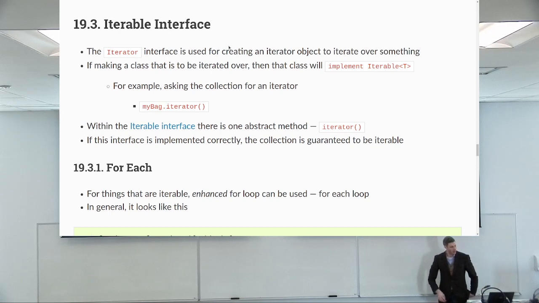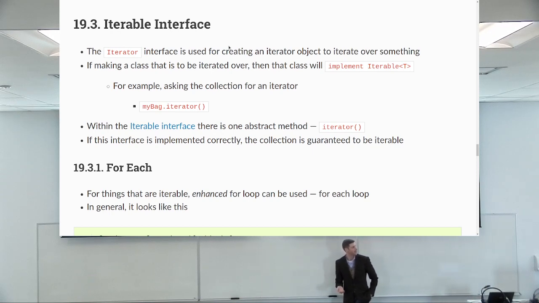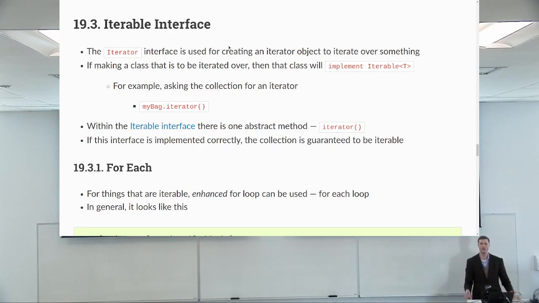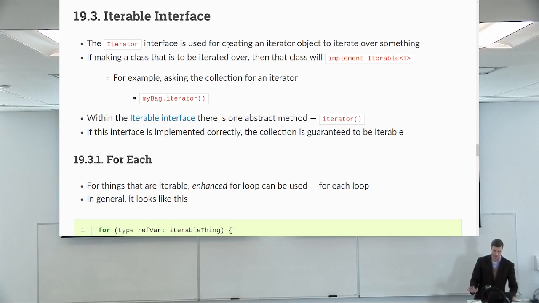If you're making a class that is to be iterated over, I just said this before, that class will implement Iterable. So Iterator is for the little robots that do the iterating. Iterable is for a collection that you want to be iterable. There's a difference. Within the Iterable interface, there is one abstract method, iterator. If this interface is implemented correctly, the collection is guaranteed to be iterable, which is nice.